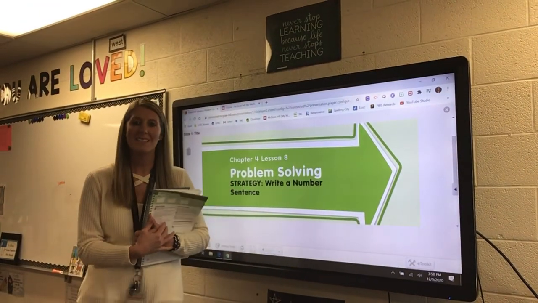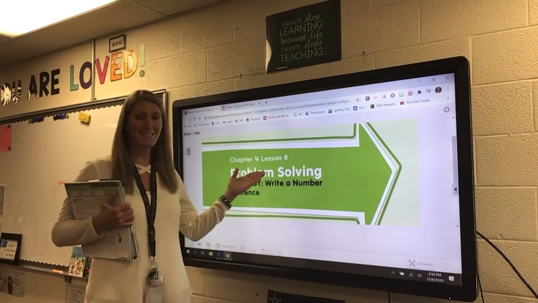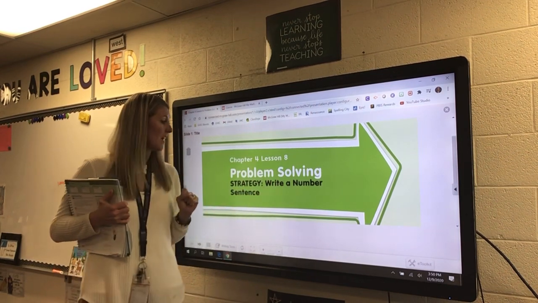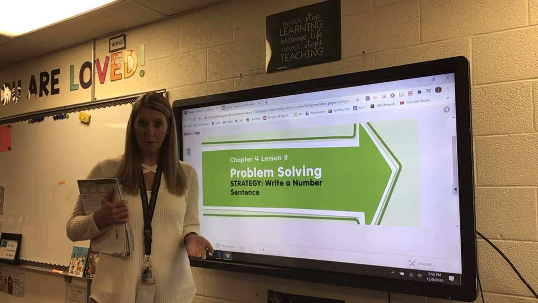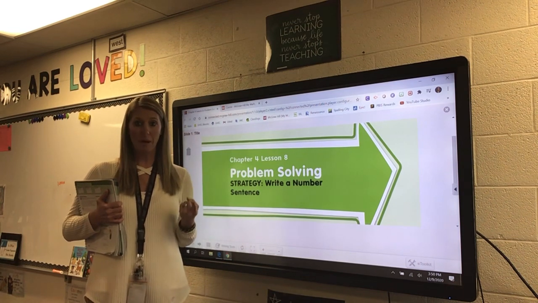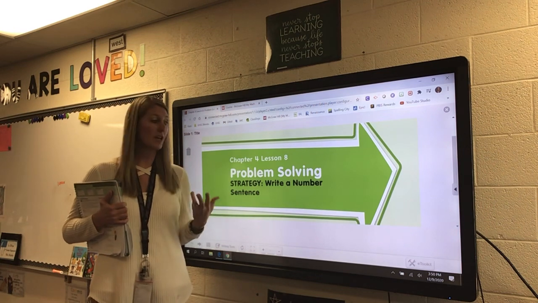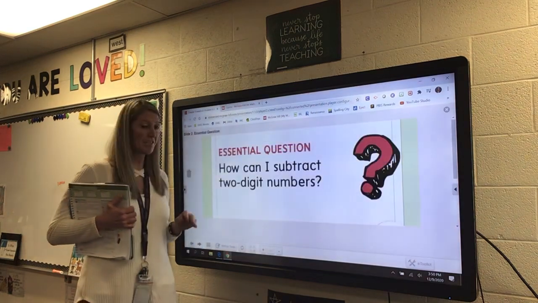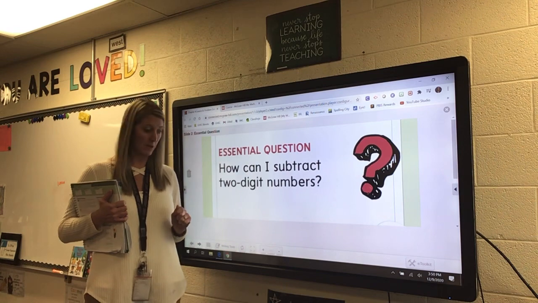Hello, second graders. Today for our math lesson, we are doing chapter 4, lesson 8, and this is a problem-solving strategy, how to write a number sentence. We've learned some different problem-solving strategies in our previous chapters. We've learned how to draw a picture. We've learned how to act it out. Today we are going to learn how to write a number sentence. Our essential question is, how can I subtract 2-digit numbers?